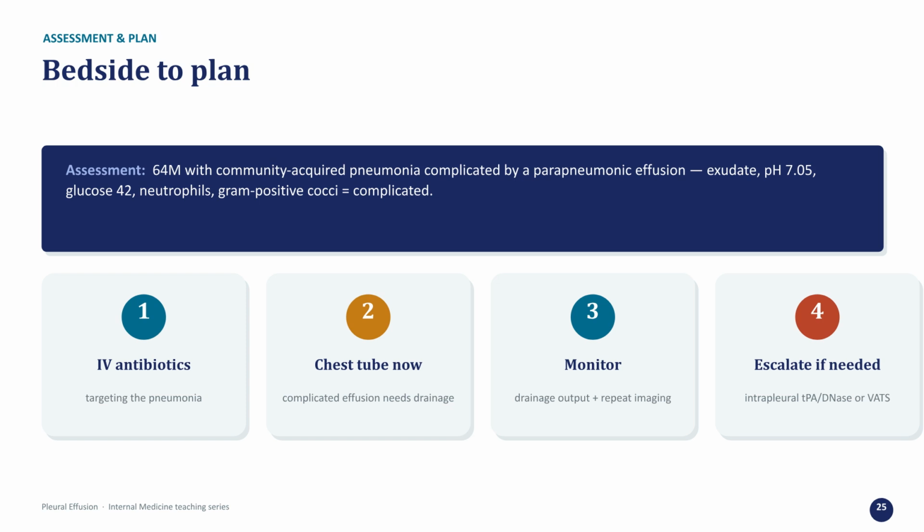Special cases like malignant or tuberculous effusions require targeted management. Malignant effusions often need palliative drainage or pleurodesis. Tuberculous effusions are treated with anti-TB therapy. Chylothorax requires addressing the underlying obstruction and dietary management, while hemothorax needs tube drainage and sometimes surgery.